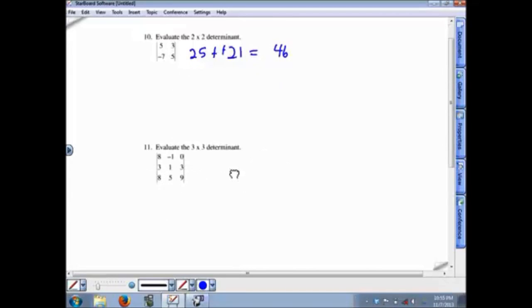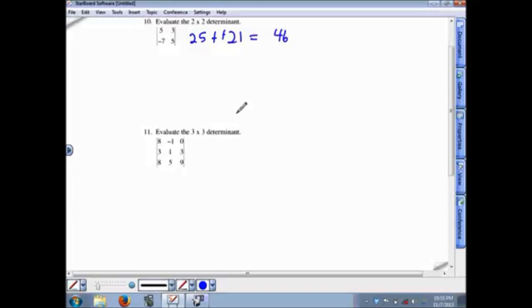A 3 by 3 determinant is done a little more complicated. It's a little bit different. You need to expand across a row or down a column, and it doesn't matter which row or column you choose, but it is wisest to choose a row or a column that contains 0. So the top row, for example, contains a 0. So what you do is you consider each entry in that row that you've chosen. In this case, I've chosen the top row.